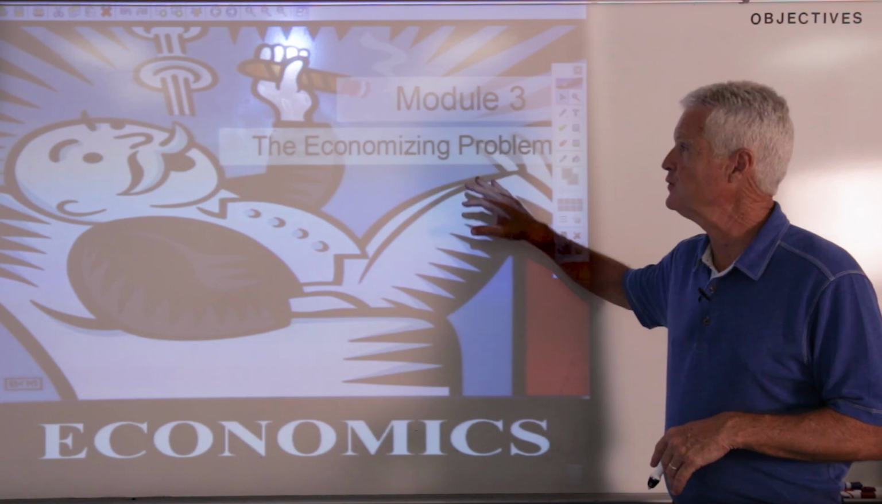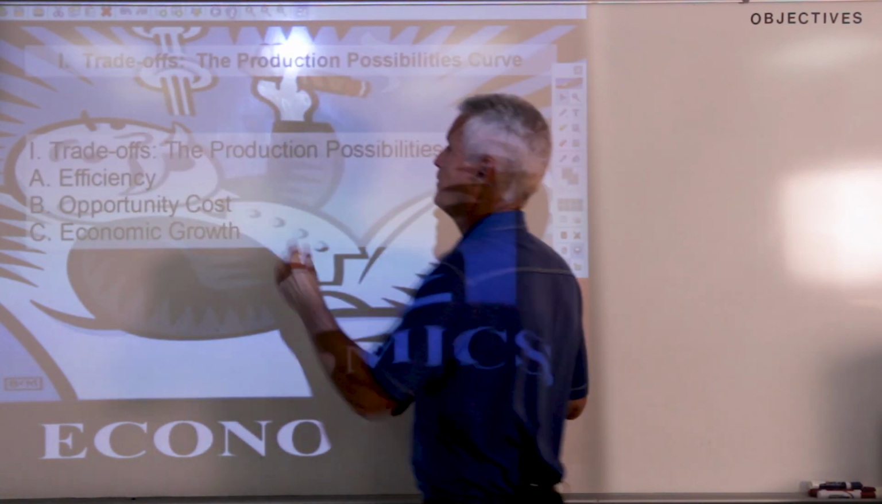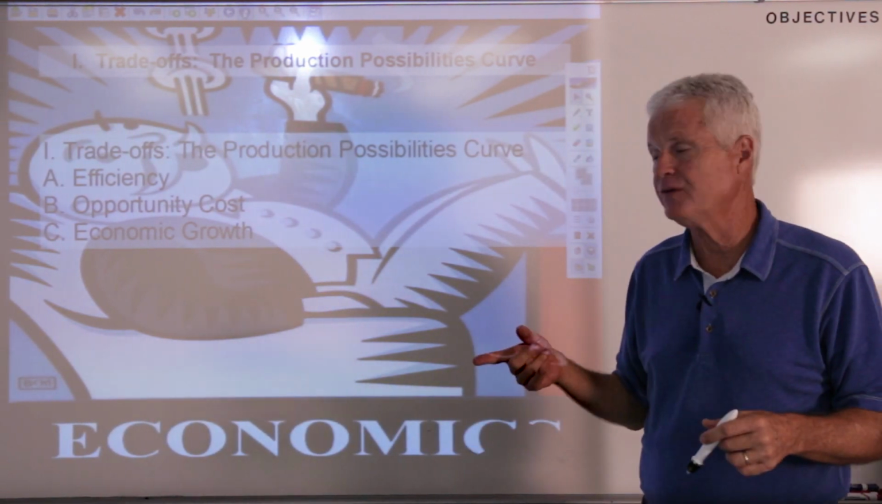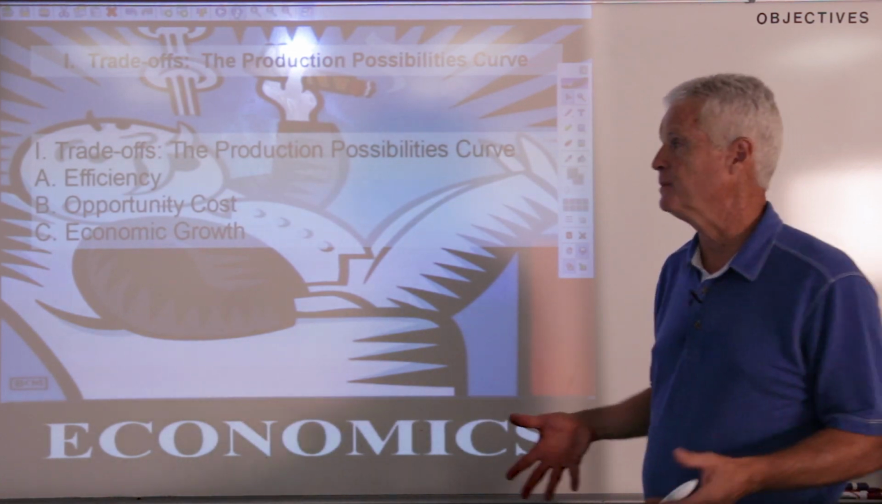Okay, we're moving on to Module 3, which is the economizing problem. We're going to talk about trade-offs, opportunity cost, and economic growth in this module.